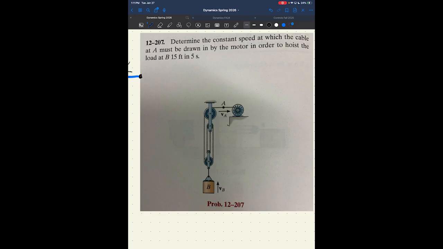So it says determine the constant speed at which the cable A must be drawn in by the motor in order to hoist the load at B 15 feet in 5 seconds. All right.